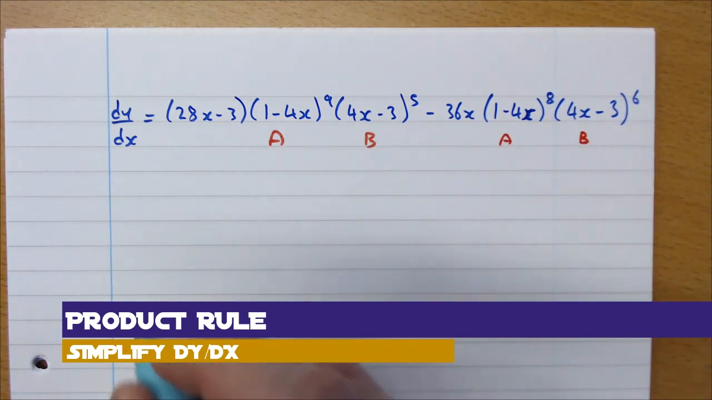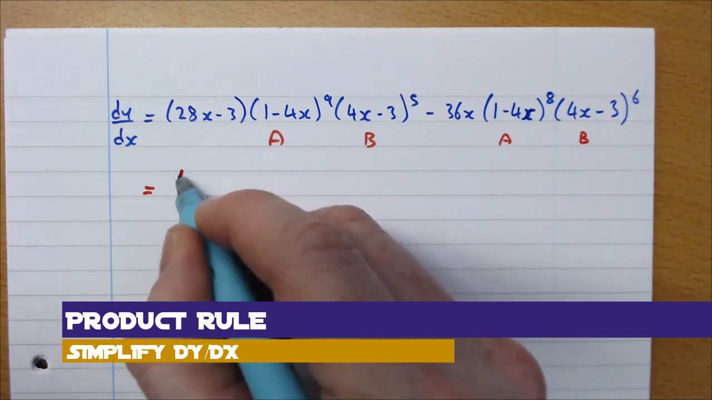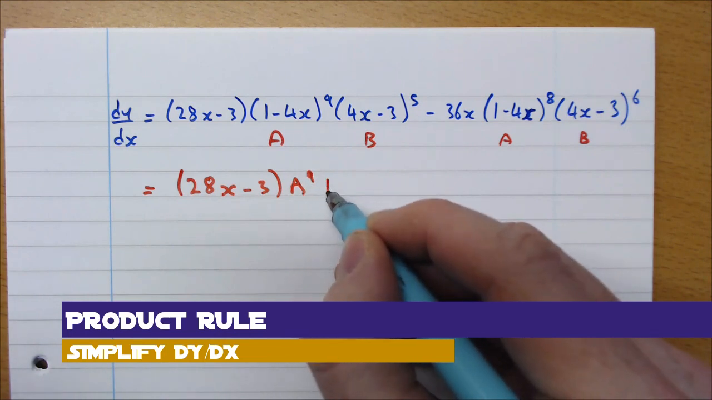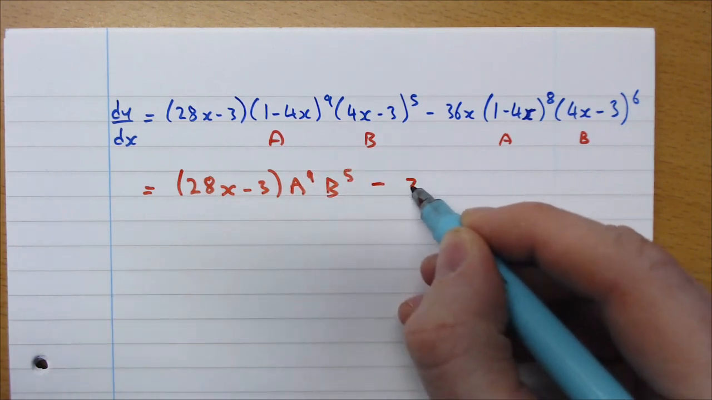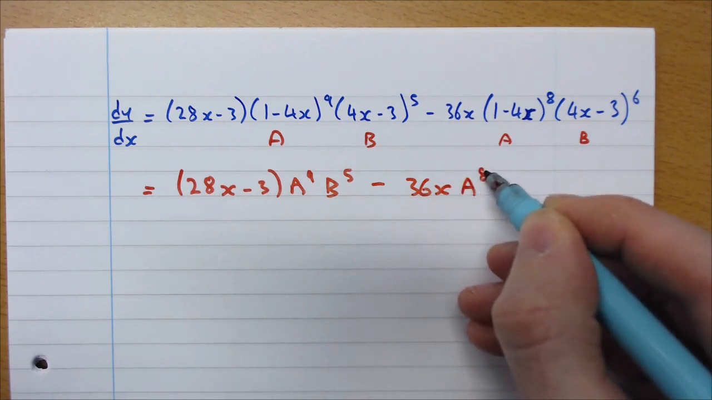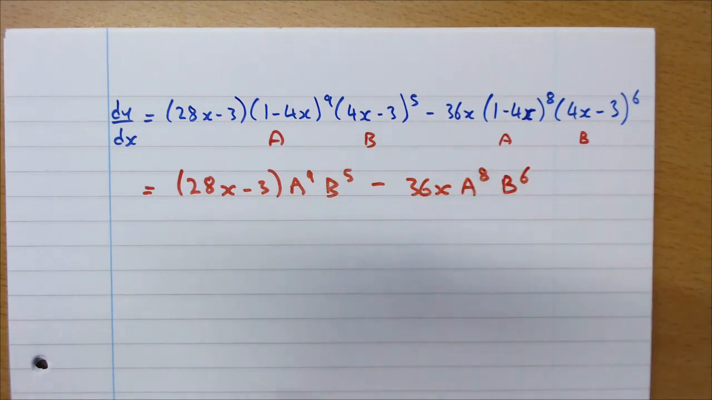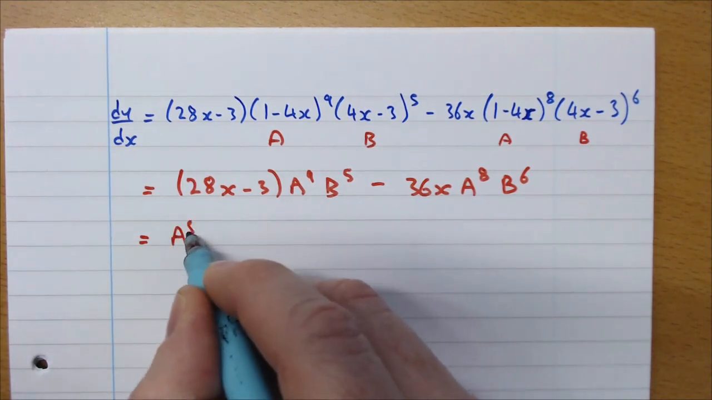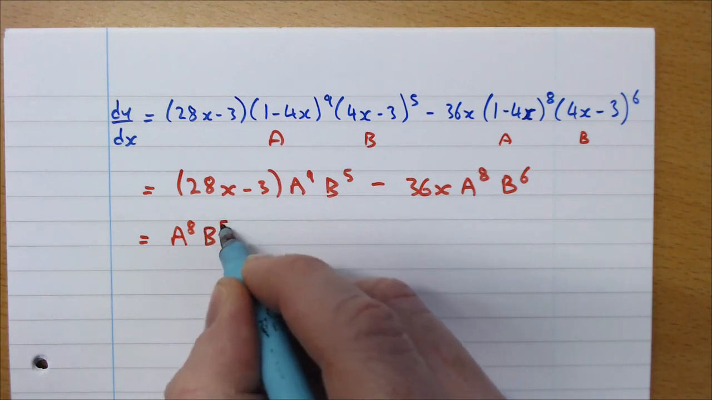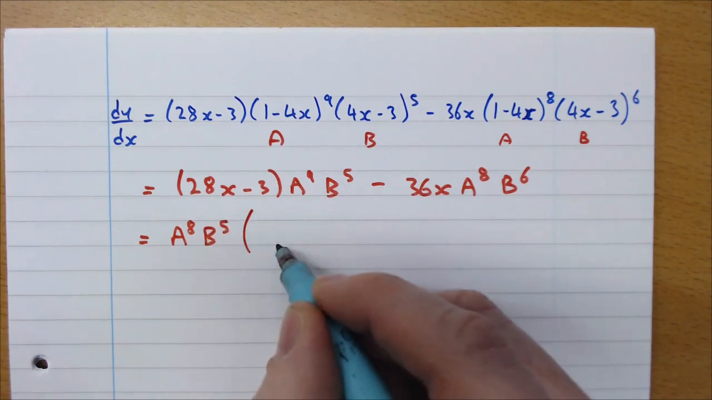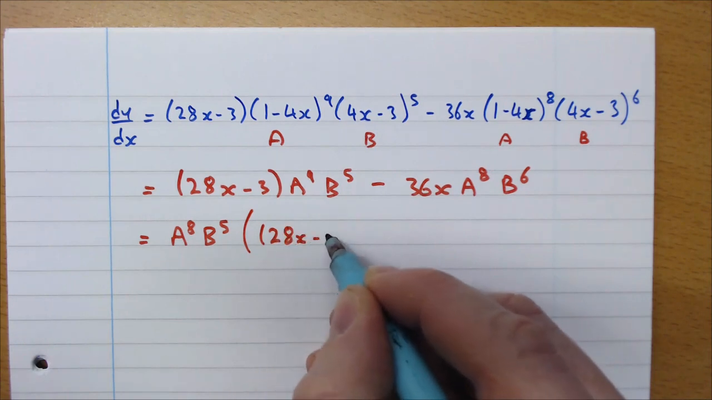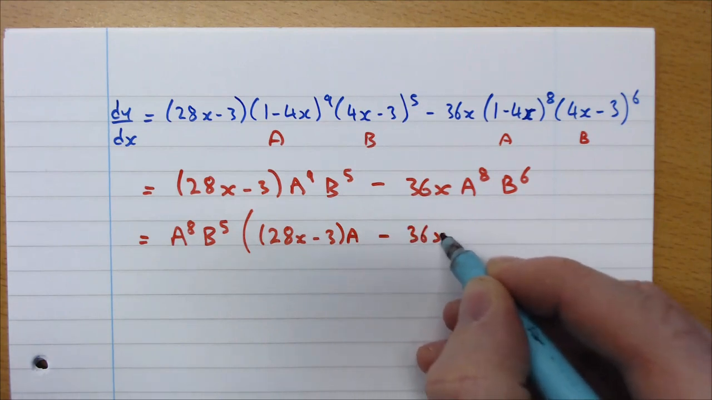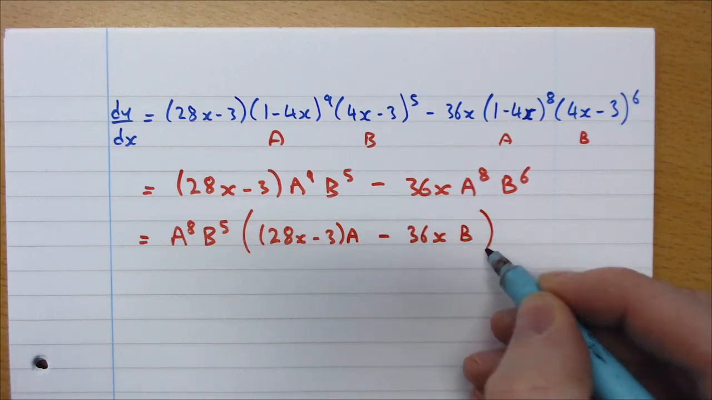If I call 1 − 4x A and 4x − 3 B, and I rewrite my question, I'm going to have (28x − 3) times A^9 B^5, take away 36x A^8 B^6. The whole point of writing it in terms of A and B is that it's easier to see how to factorize. If you don't write it in terms of A and B, it's still possible to do, of course. It just looks horrible because there's brackets all over the place. So keep it in terms of A and B first. Take out A^8 B^5, and that's what you should have left.